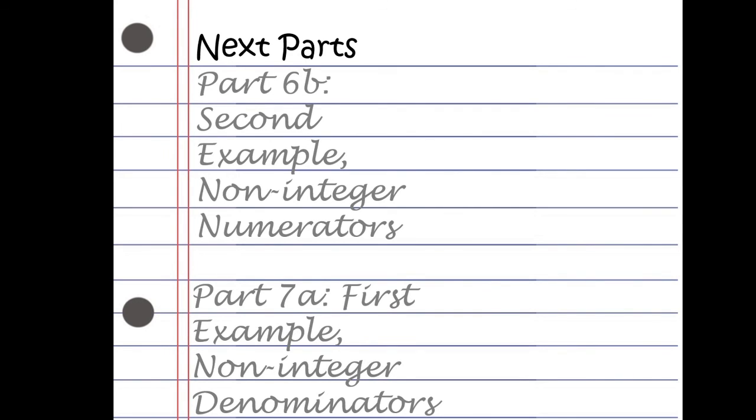The next video in the set of videos is part 6b, which is the second example of when you include non-integer numerators. If you would like to skip the next examples for this case of non-integer numerators, part 7a is the first example for non-integer denominators, if you would like to click on that.